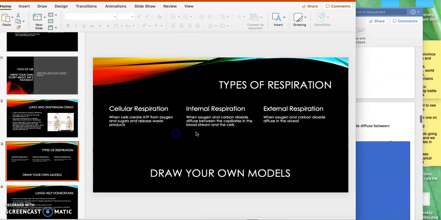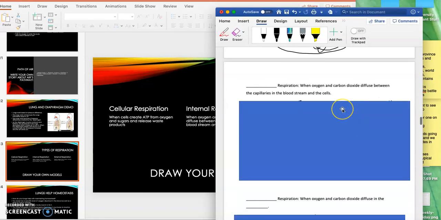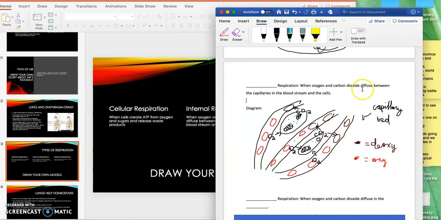So next we were talking about internal respiration. This is when oxygen and carbon dioxide diffuse between the capillaries in the bloodstream and the cells. So in this case, you should have a capillary as well as cells inside of the body. Whoa, Miss Graves, that's too good of a drawing, so nice. This is my key over here for when I know if it's oxygenated blood or deoxygenated blood. Obviously that's really obvious because those are really well written and well drawn.